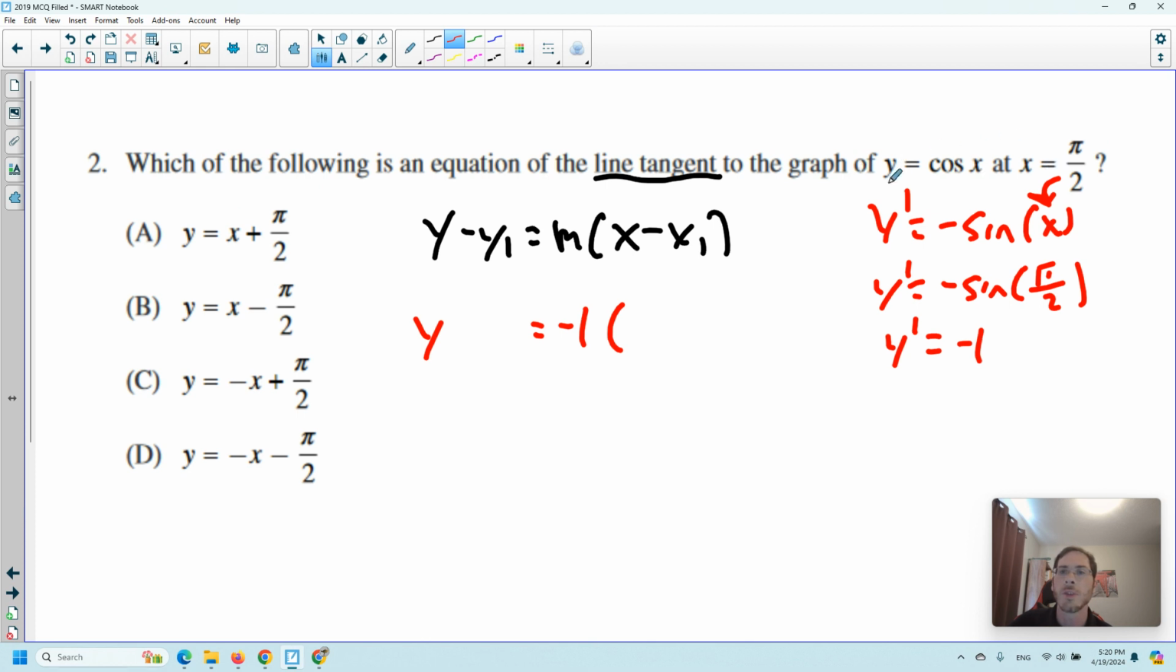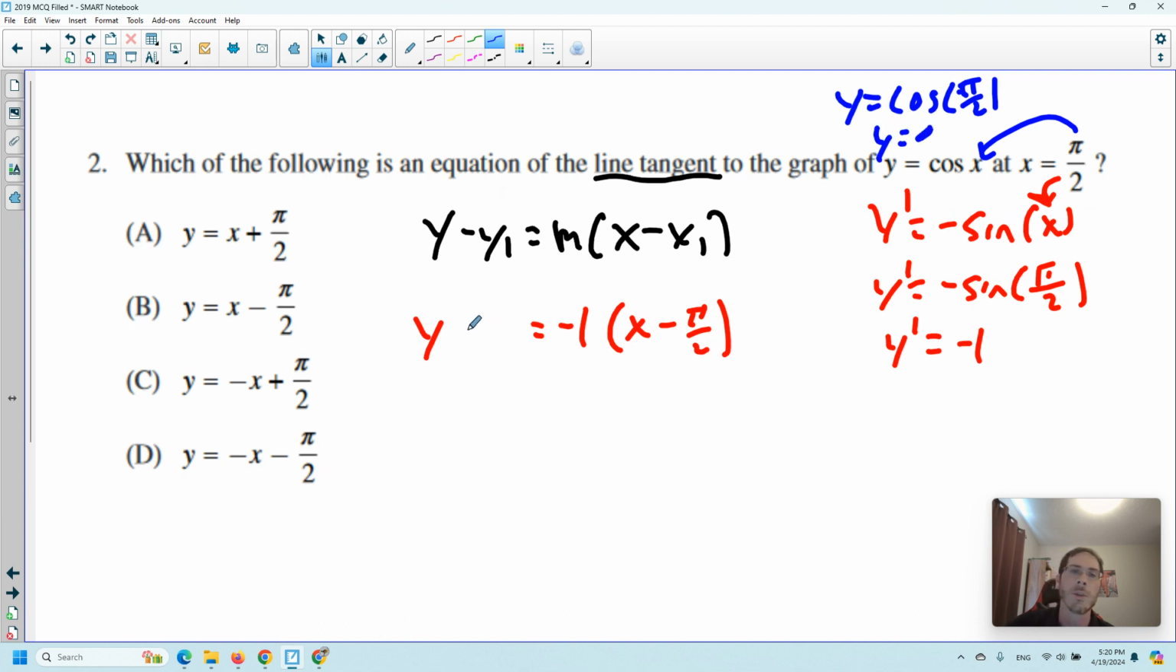All right, so we're still trying to figure out x and y. We know that the slope is negative 1, but we're given that we want to be at x equals pi over 2. So we want to do minus pi over 2. And our last part we got to figure out is y1. To get y1, we plug pi over 2 into just our regular cosine function. So y equals cosine pi over 2, but cosine of pi over 2 is 0, so we get y1 equals 0.